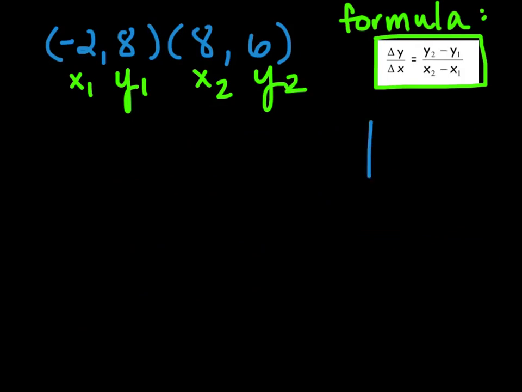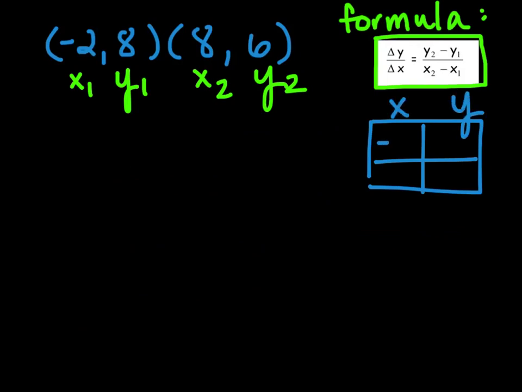Remember, you can always plug them in a table of values and look at the same thing. So these would be my x's, these would be my y's. We have -2, 8, and then 8, 6. And again, you should see the change in y over the change in x is the same thing as what you get from the formula, because it's, again, the change in y over the change in x.